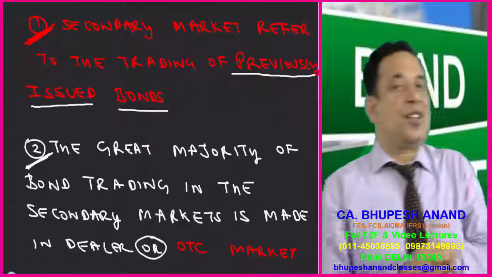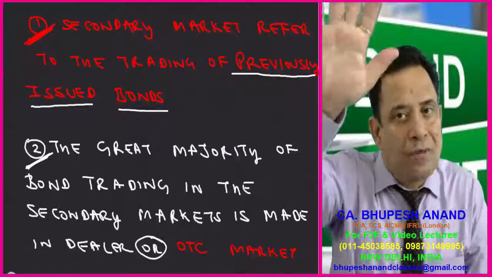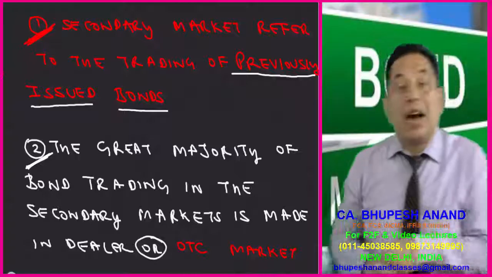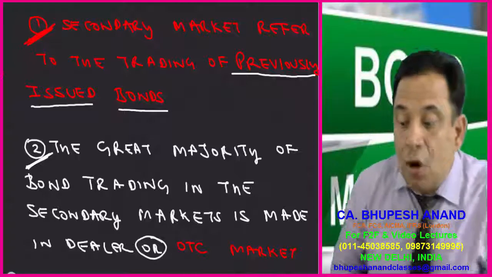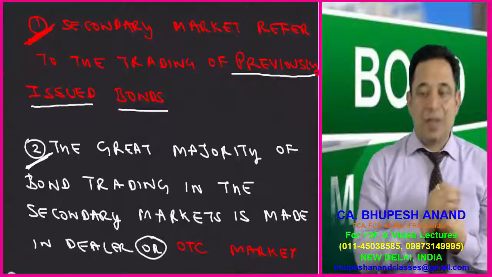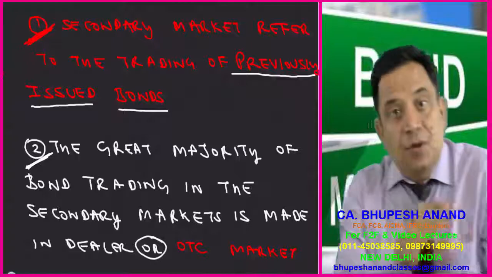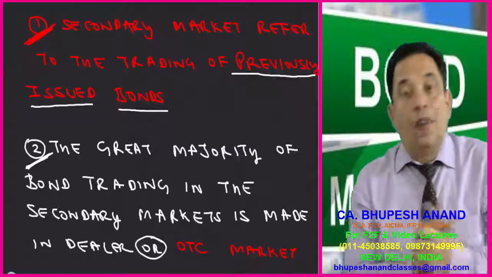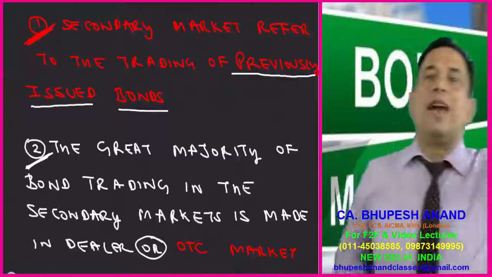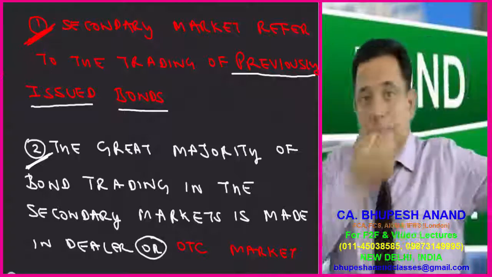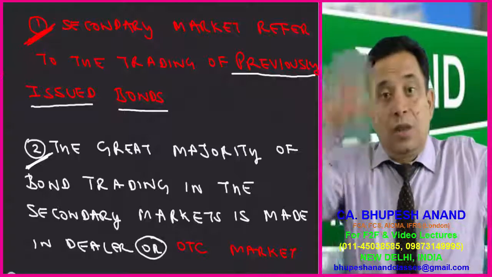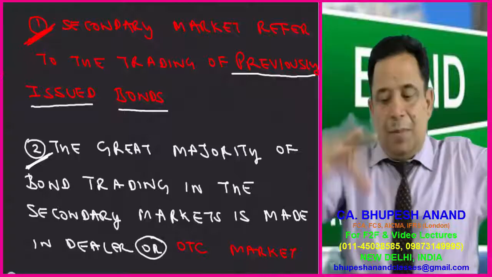Please take out your registers and please write the first point, only the first point, do not write the second point. First point is secondary markets refers to the trading of previously issued bonds. Secondary market refers to the trading of previously issued bonds. It means those bonds which have already been issued in the past, now they are being traded again. That is named as a secondary market.